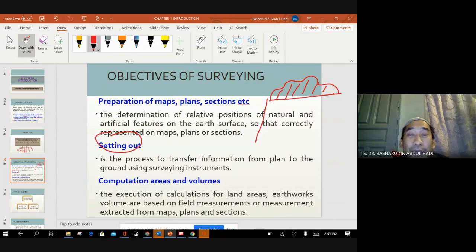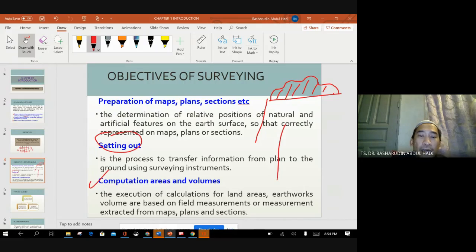Unluckily, because we have PKP now, you cannot do this setting out. This is normally what we call a mismatch between academia and industry. That is why the students are not really admired by employers. So we do survey works based on our academic only. We never ever see the final product. Okay, that is setting out, the process to transfer information from plan to the ground using survey instruments.